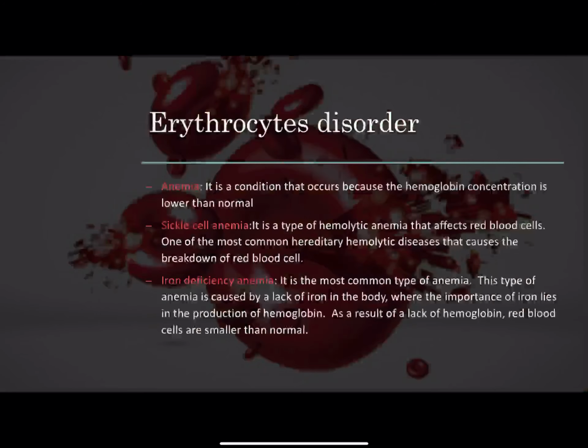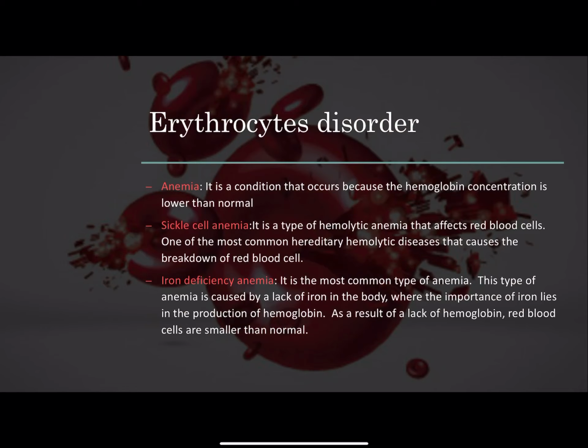And finally, erythrocyte disorders. Erythrocyte disorders are many, but I wrote the most prevalent and most common diseases in the world. Anemia is a condition that occurs because the hemoglobin concentration is lower than normal. Sickle cell anemia is a type of hemolytic anemia that affects the red blood cell, and it's one of the most common hereditary hemolytic diseases that causes the breakdown of the red blood cell and a change in the shape of the red blood cell.